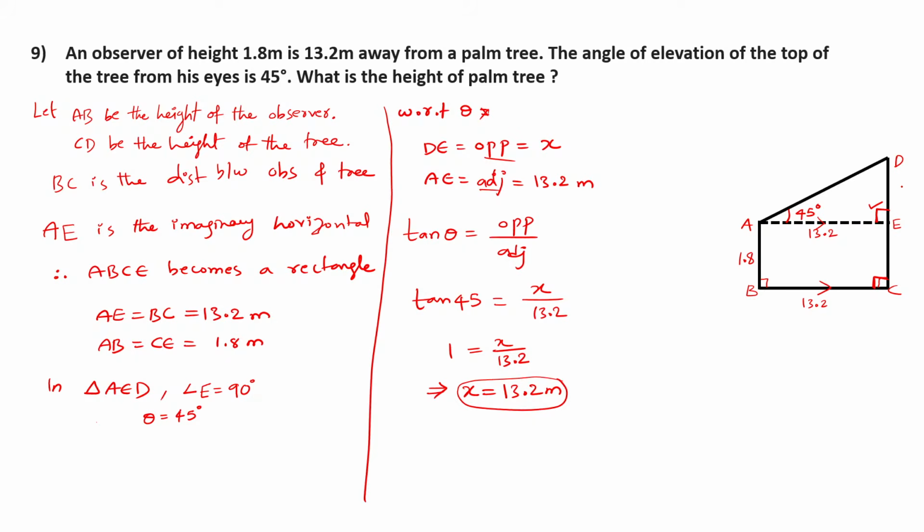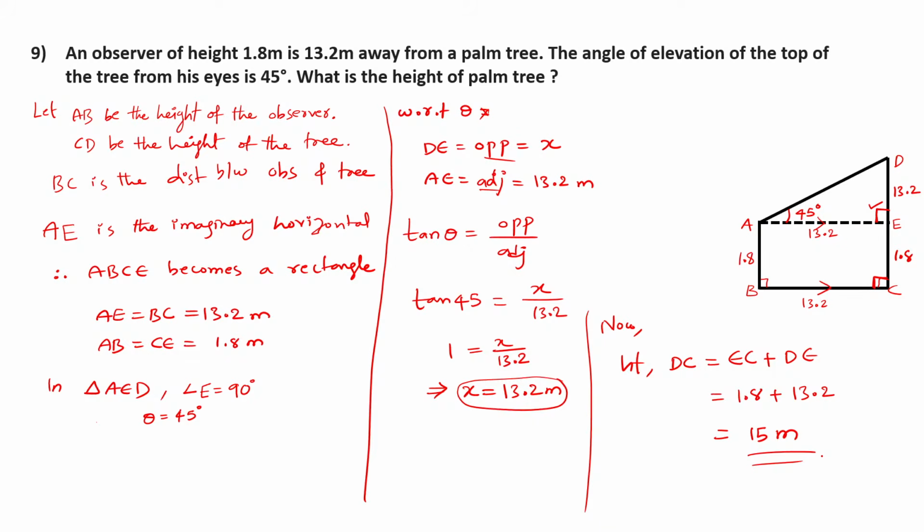Okay, now we have DE as 13.2 meters and EC as 1.8. Now, what is the height of the palm? The height of the palm is DC, right? So DC equals, from the figure, EC plus DE. EC we already have as 1.8 meters and DE we found as 13.2. If you add them, we get 15 meters exactly.